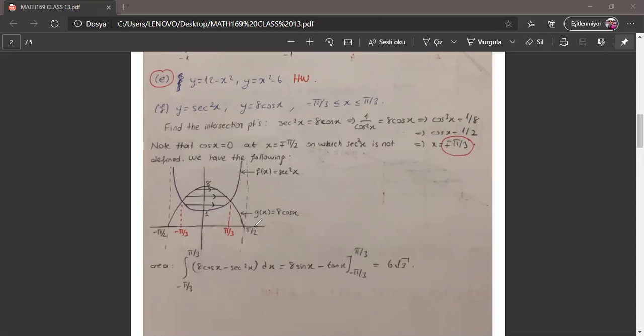Okay, so what do we have here for this? We have 8 sine x, and this one's integral is tangent x. So we have these boundaries. It's equal to this.